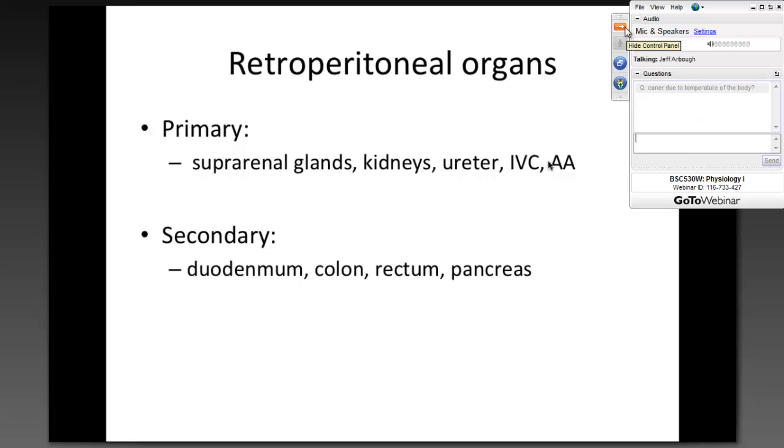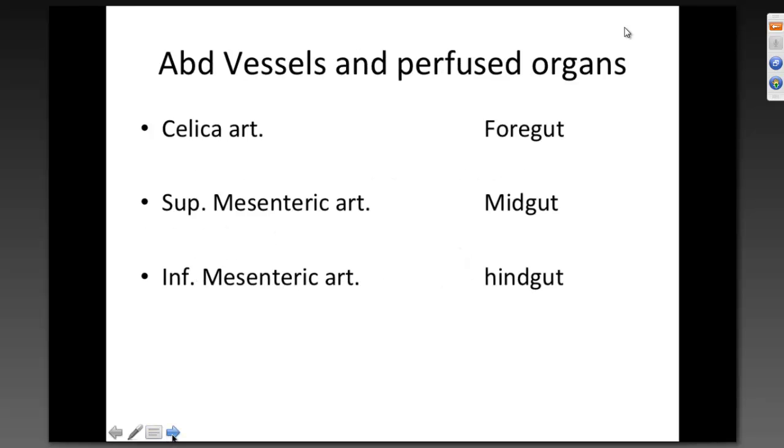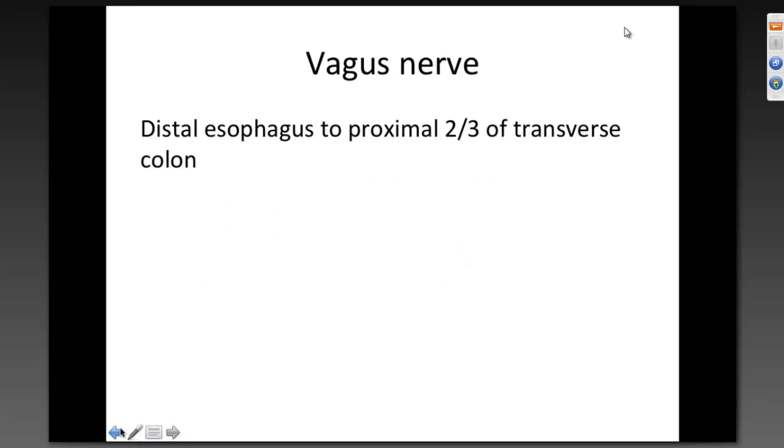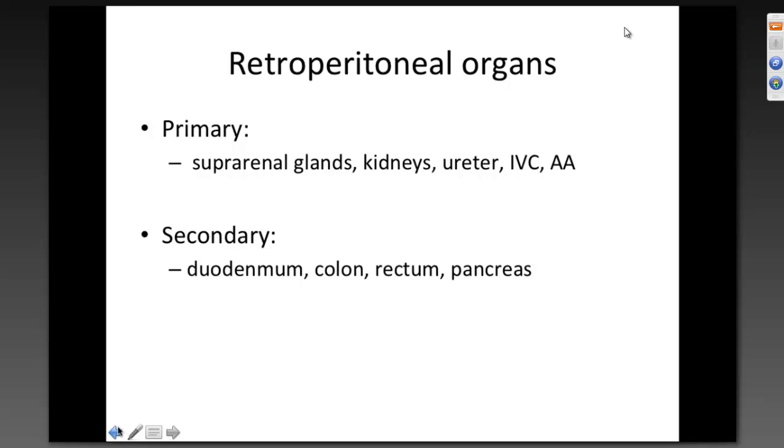So you have, let me just see if I have a picture of it here. No, no picture on this one. It's in the anatomy class.